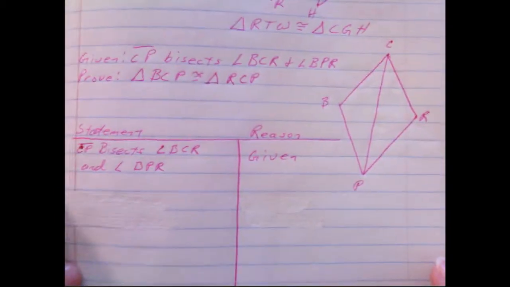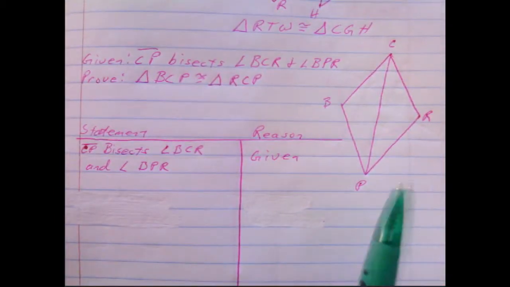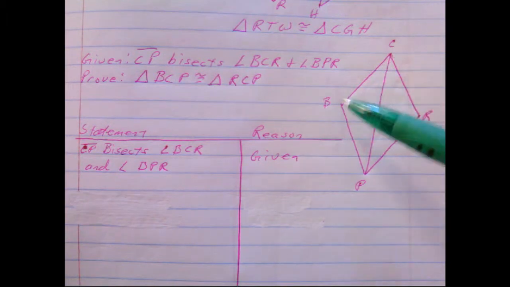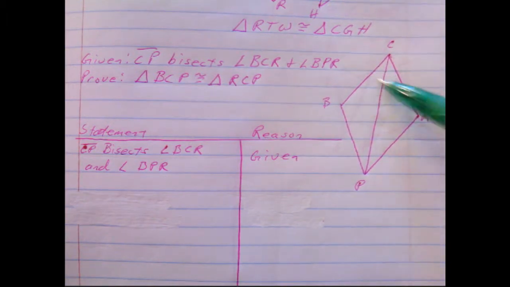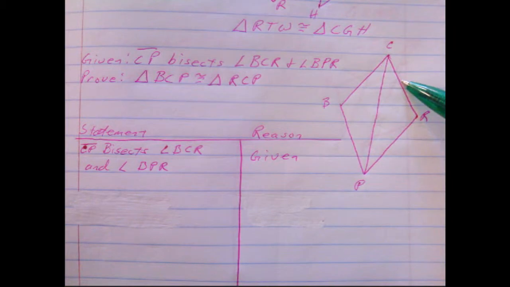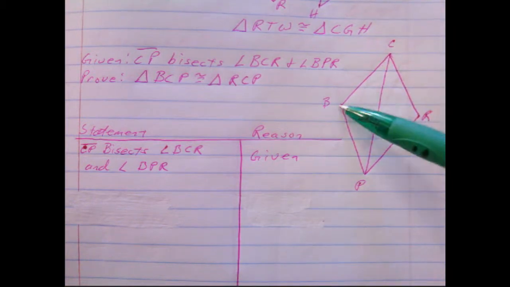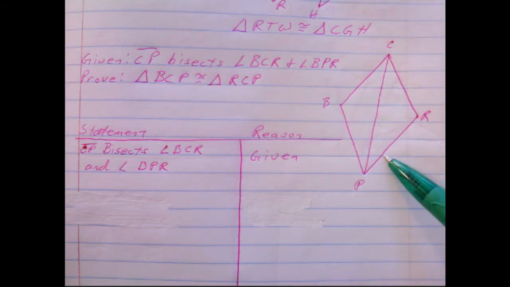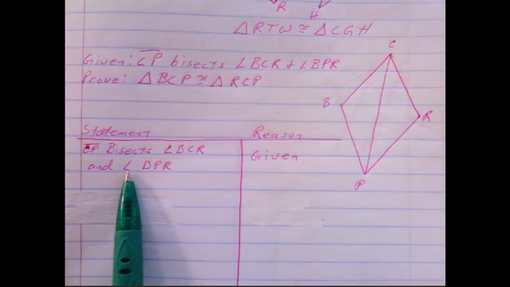Okay, let's try a proof with this new postulate. So we have our picture down here, and we're given that segment CP bisects angle BCR, so this angle here, and angle BPR. BPR is down here, so it's bisecting this angle here. So we start out with our given. We have CP bisects angle BCR and angle BPR.